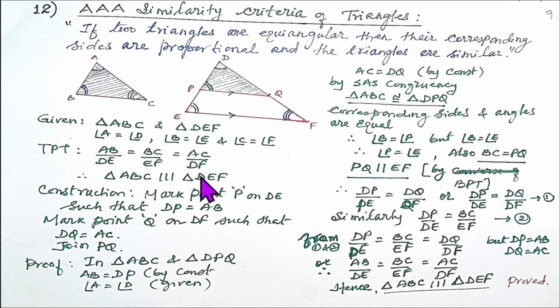and because the sides are proportional, the triangles are similar, and that is the proof of this particular criteria of similarity of triangles, which we call the triple A similarity criteria, or even we can call it the double A similarity criteria. So please remember this, a very important criteria and the proof of the criteria. Okay, remember that.